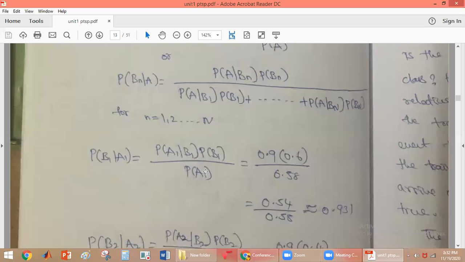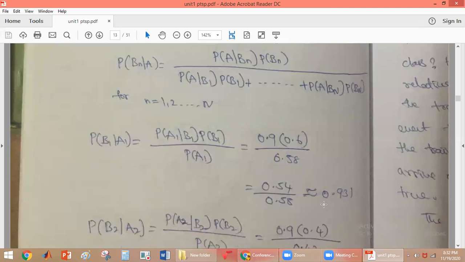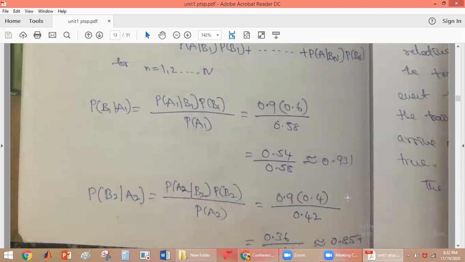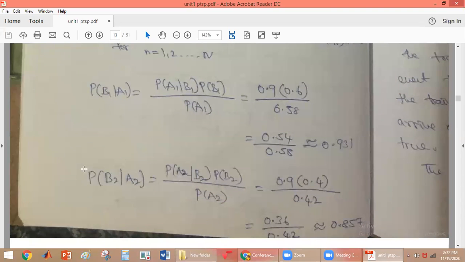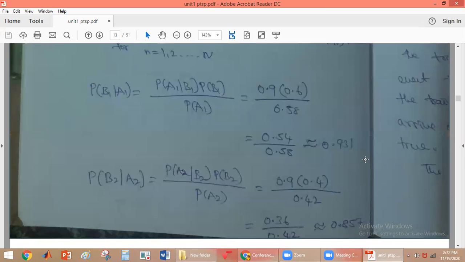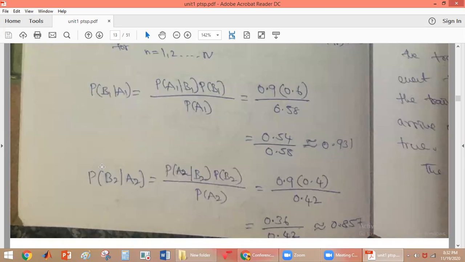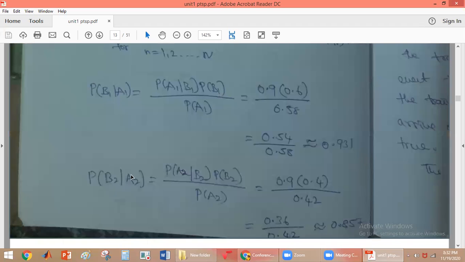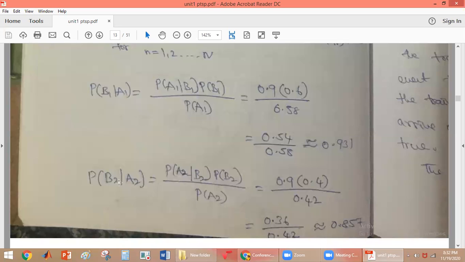Probability of A1 we just found. These values are given in the problem. So we got the correct transmission as 0.931. And this is also correct transmission. Here we are checking for 0 and 0. Here we are checking for 1 and 1. So we have received 1 such that transmitted is also 1. What is the probability here? 0.931. Here you are transmitting 0 such that you received 0 only.